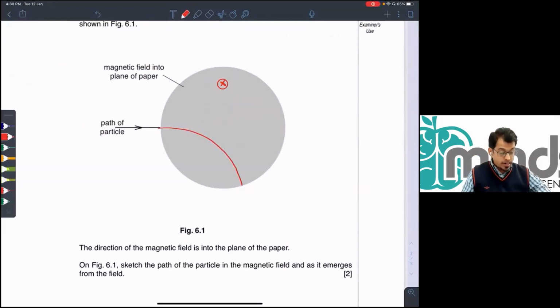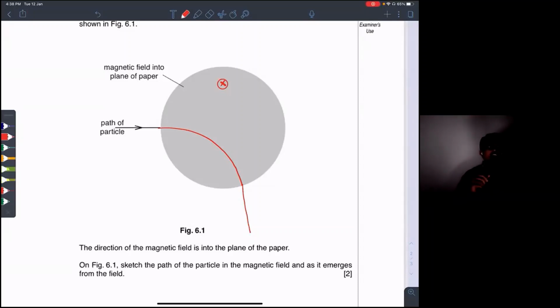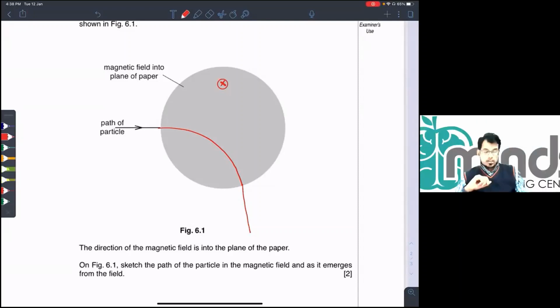And once you have drawn an arc, when it comes out, it will keep on traveling in a straight line. So you have to draw some path like this. While drawing this arc, take care of one thing, that this arc should be of constant radius. What does constant radius mean? If I try to complete a circle, this arc should appear as a part of that circle, right?